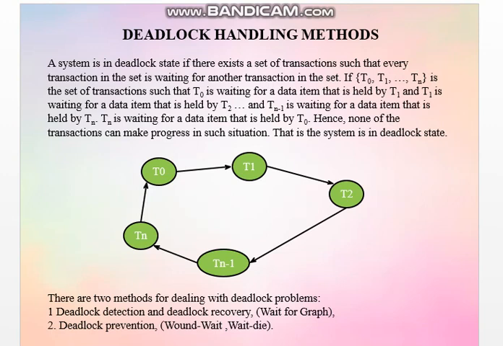In the second scenario, we are saying we don't want deadlock at all, so we will prevent the system from going into deadlock. That is nothing but deadlock prevention. So we can use either of two ways to handle the deadlock. In the first situation, the transaction will execute, and after some time we'll identify whether there is a deadlock. If there is, we will remove it. In the second situation, we prevent the system from going into deadlock itself. That prevention is wound-wait and wait-die.